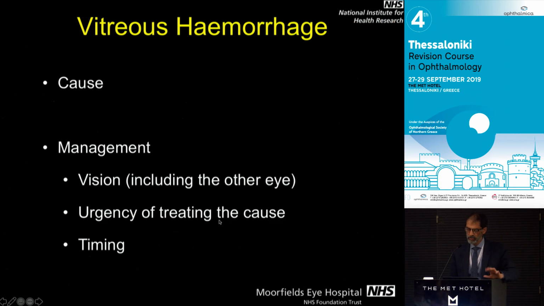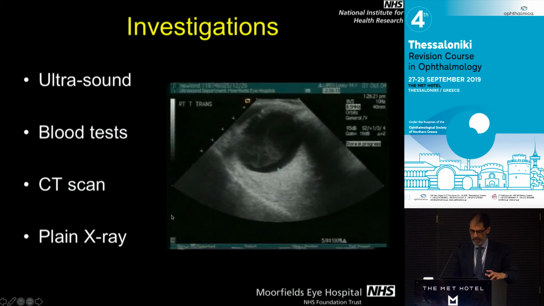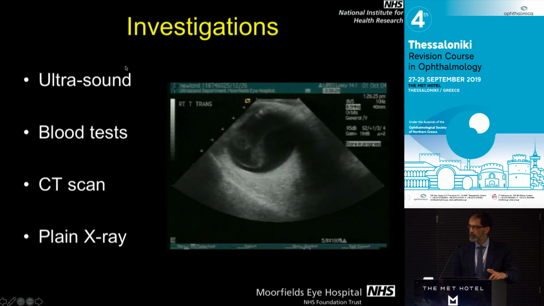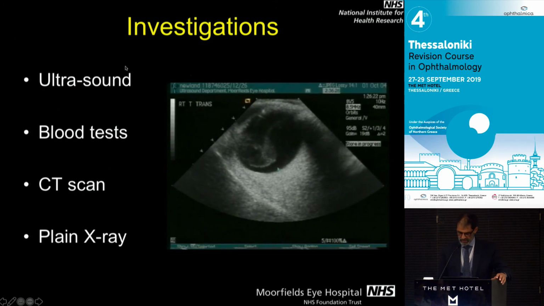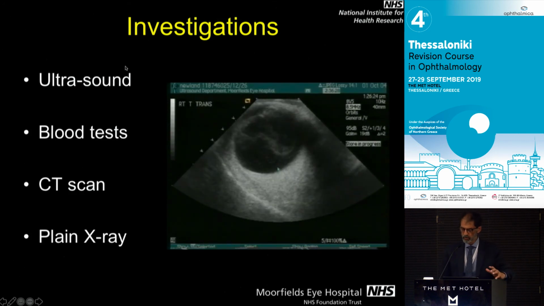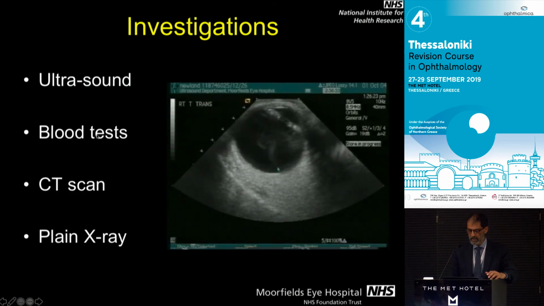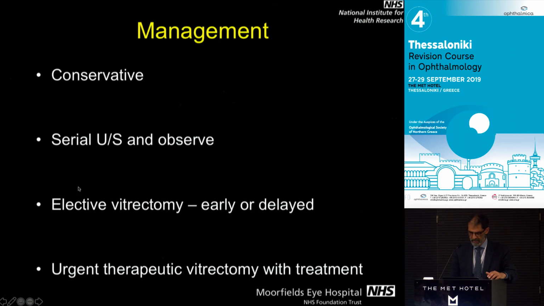So just to remind you, vitreous hemorrhage, think about the cause, but don't be dominated by it. You need to make practical decisions of management based on vision, urgency of treating the cause if you found it, or urgency of suspected cause. And then the timing is dependent on multiple different issues. And then, of course, there are investigations. So you can't see into the eye despite a vitreous hemorrhage, and you have to make some sort of presumptive diagnosis so you can move forward practically. We use ultrasound most commonly, but sometimes blood tests, CT scan, and plain X-rays.